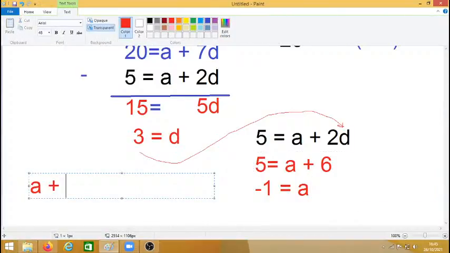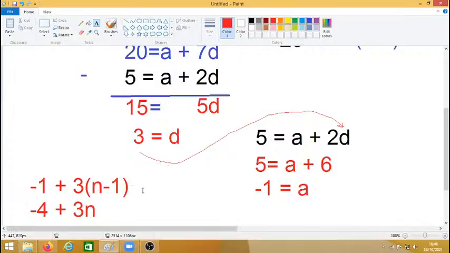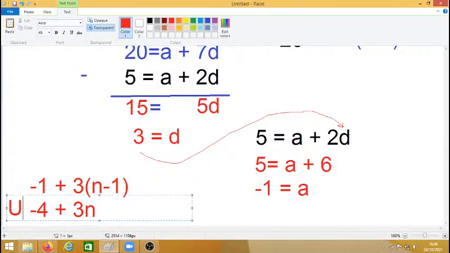So we have a is equal to minus 1, 3 is equal to d. So our general formula, a plus (n minus 1)d. We know what the a is now. It's minus 1. We know what the d is. It's 3, and that can go at the beginning of the bracket. Then expand and simplify. So 3n, and then the 3 times the minus 1, minus 3. The minus 3 can join the minus 1, so that's minus 4. Minus 4 plus 3n is the formula we need, and that's the nth term, otherwise known as un.